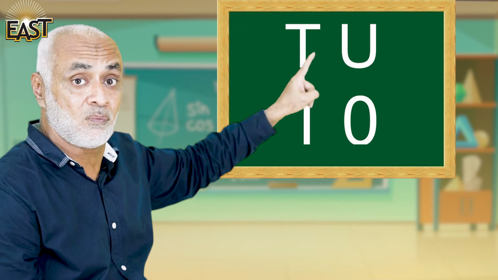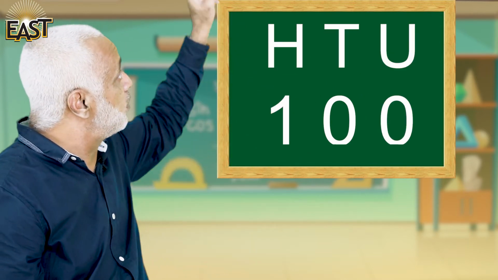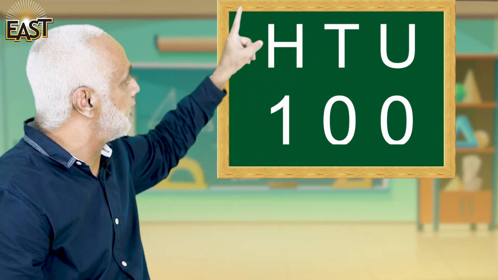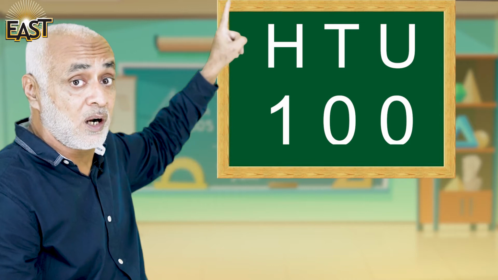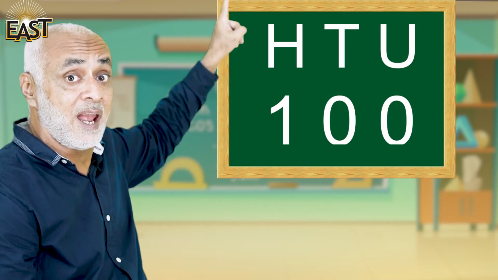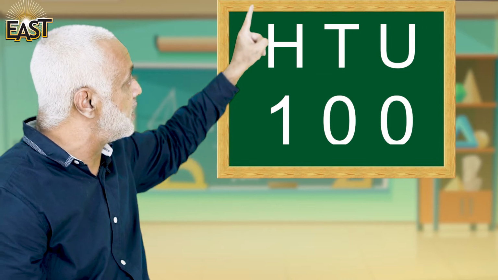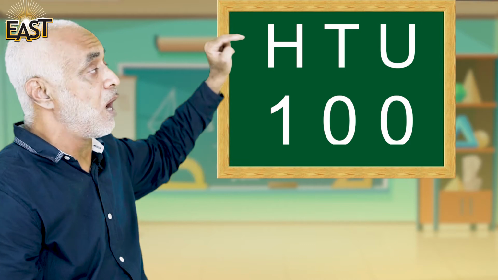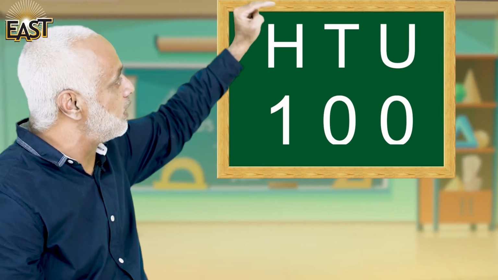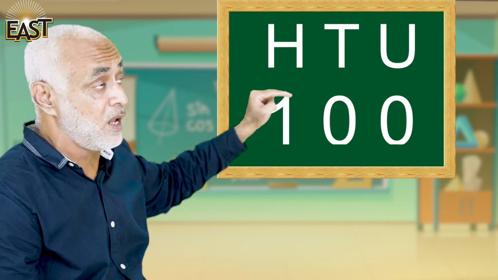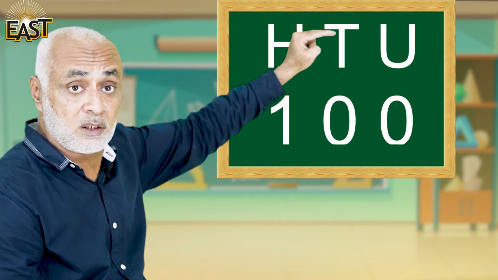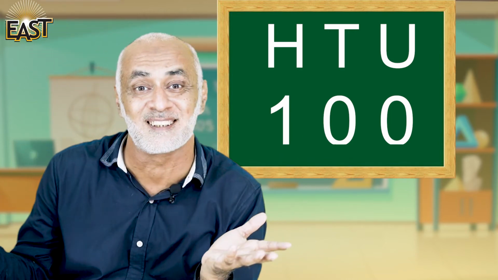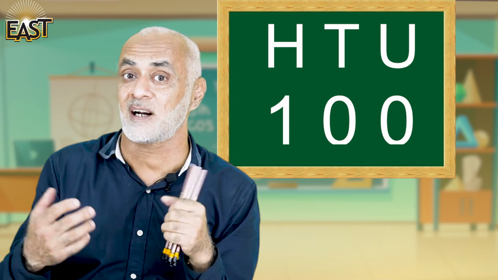U is 0. 10. And then when we have 10 tens, that becomes 100. So for 100 we use the letter H. So under H we write 1, under T we write 0, and under U we write 0. So that becomes 100. That is called 100.